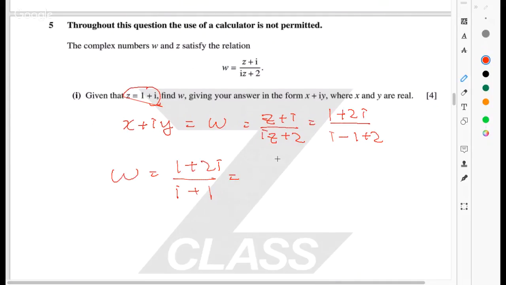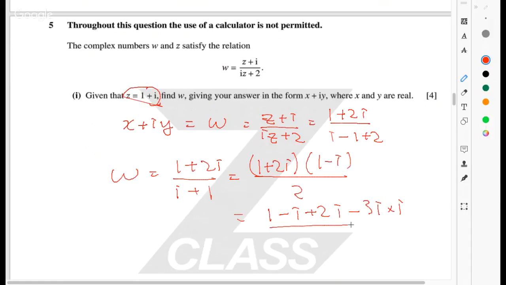And what we need to do is obviously times the top and bottom by 1 minus i. So on the bottom, you'll get 1 plus i times 1 minus i, which gives you 2. And then on the top, you'll have 1 minus i plus 2i minus 3i times i, over 2. And that will give you 3 over 2 plus i over 2.